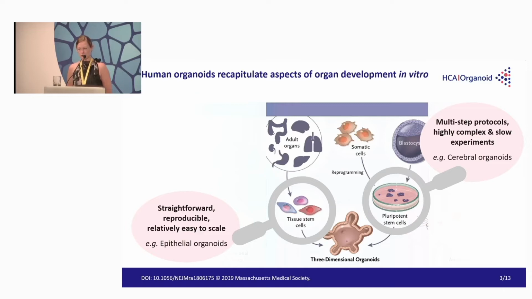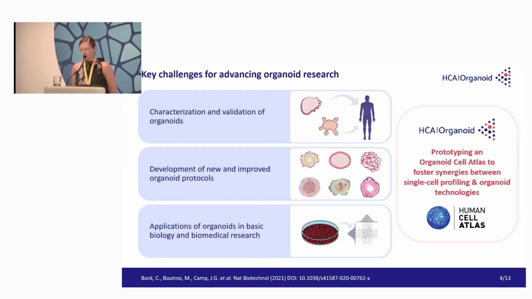A good example for those are epithelial organoids, which are also derived from the gut or intestine. On the other hand, we can derive organoids from pluripotent stem cells, either obtained from the embryo or by somatic reprogramming. Those protocols for organoid derivation involve multiple steps and are rather complex and slow compared to the ones derived from adult tissue stem cells. A good example here are the cerebral organoids that were already shown in detail by Barbara before.